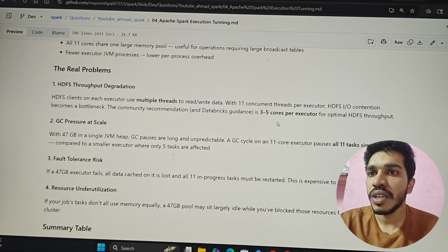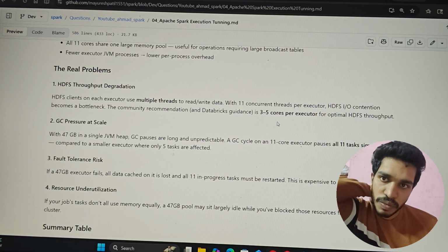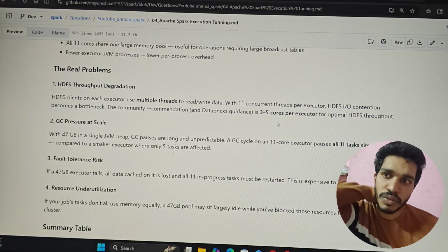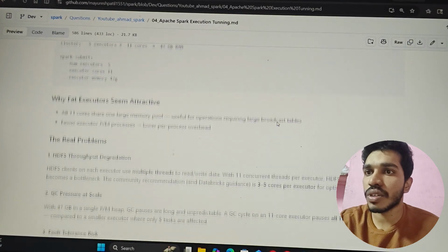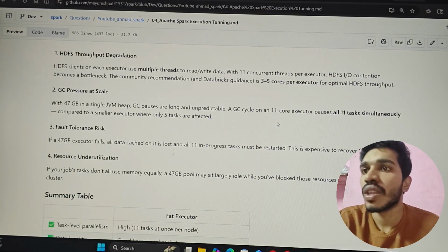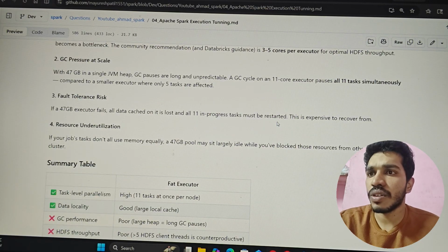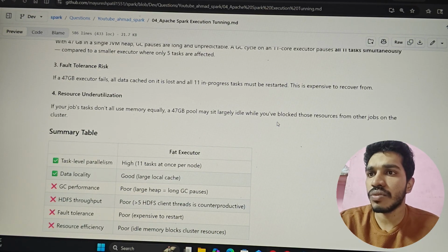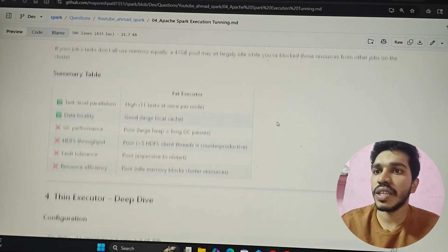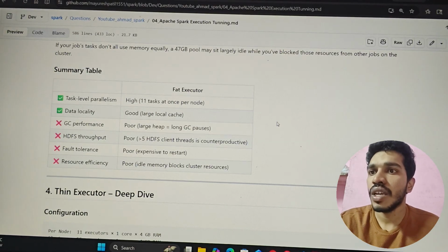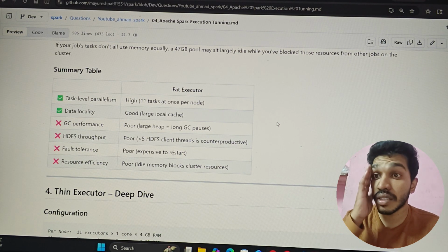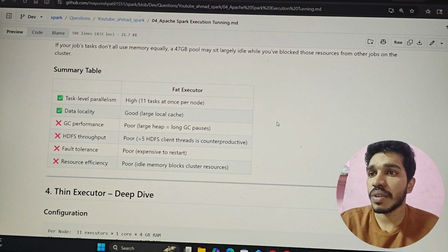The community recommended or Databricks guidance is 3 to 5 cores per executor for optimal HDFS throughput. Here we are using 11 cores; we have to use 3 to 5 cores. There are also limitations like garbage collection pressure at scale, fault tolerance risk, and underutilization. In summary, fat executors have high task-level parallelism and good data locality, but poor garbage collection performance, poor HDFS throughput, and poor fault tolerance, being expensive to restart.